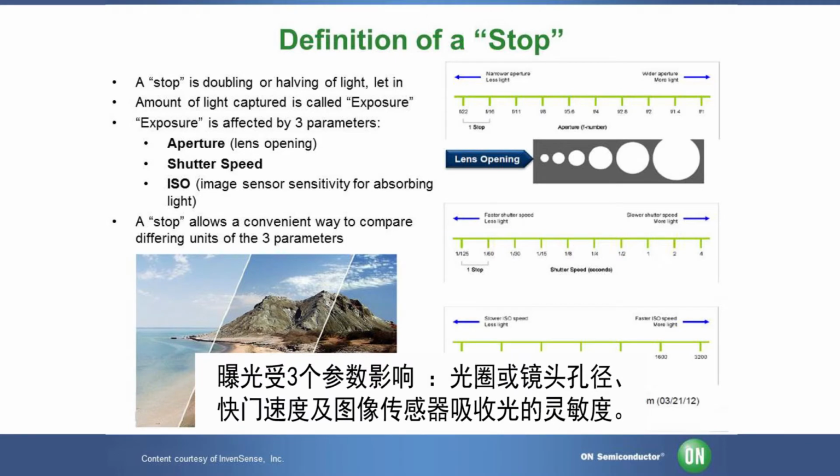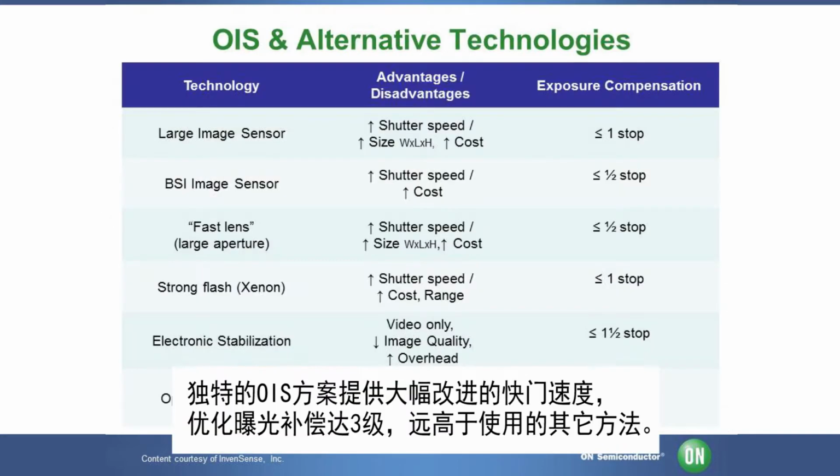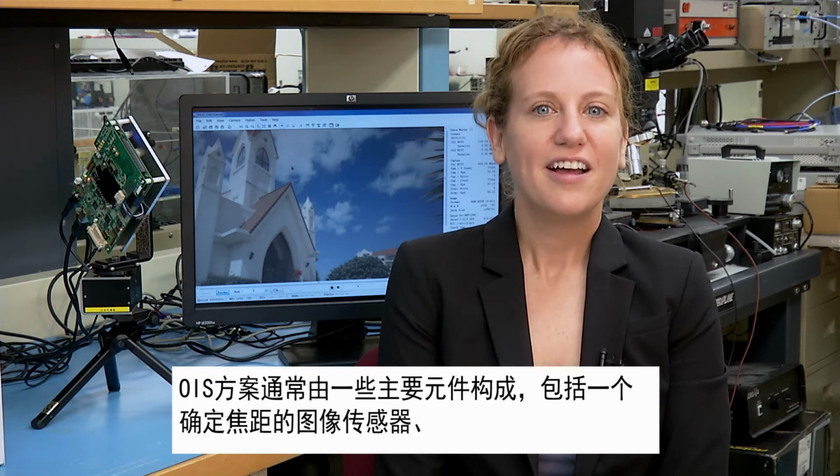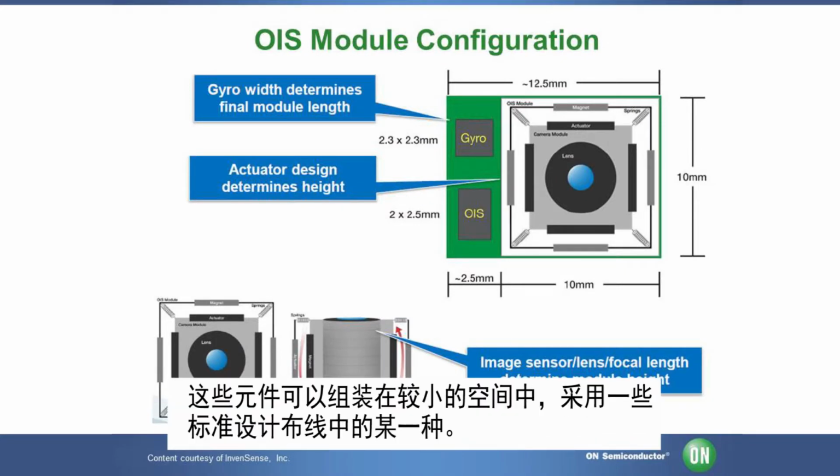Exposure is affected by three parameters: aperture or the lens opening, shutter speed, and the image sensor sensitivity for absorbing light. The unique OIS solution offers significantly improved shutter speed that improves exposure compensation by up to 3 stops, well above any of the other methods being used. An OIS solution is typically made up of some main components: an image sensor to determine focal length, a gyro to compensate for movement, and an optical image stabilization. These can be housed in relatively small spaces in one of a couple different standard design layouts.